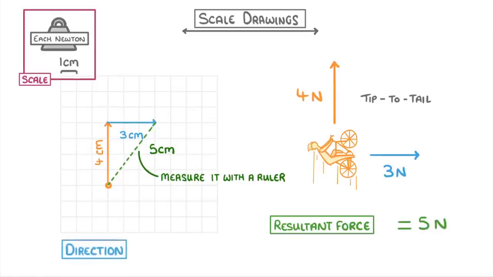To find the direction of the force, we just measure this angle here with a protractor, which would give us around 37 degrees. So we could say that the resultant force is 5 newtons at a bearing of 37 degrees from north.